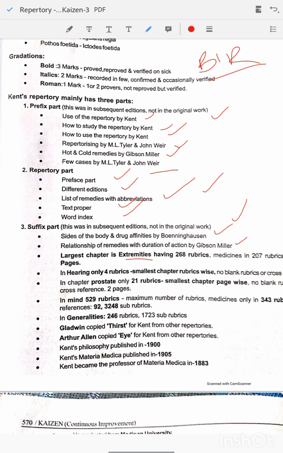Largest chapter is Extremities. Hearing is the smallest chapter. Prostate is the smallest rubric, chapter wise, page wise. It has 21 rubrics. Mind has the maximum number of rubrics. Gladwin copied Thirst from Kent and from other repertories. Kent Philosophy was published in 1900.